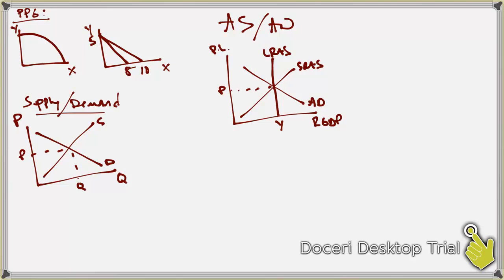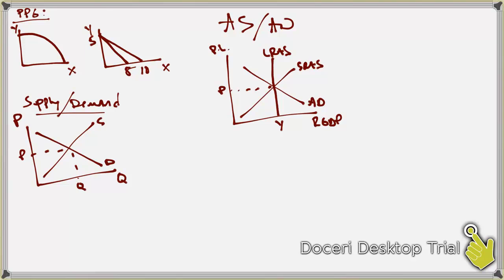Okay? Just price and quantity, yep. And then price level with aggregate supply, aggregate demand. Okay? Price level, real GDP.